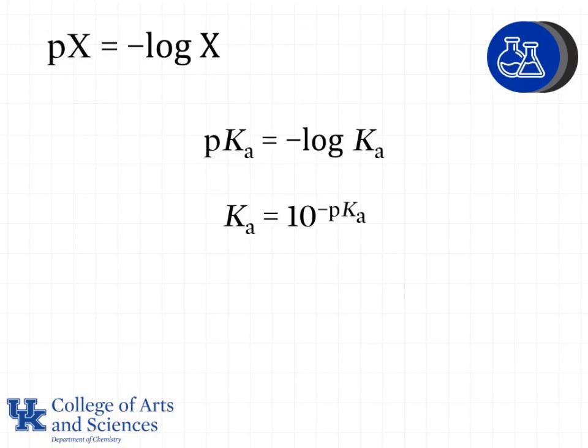Remember that p of any value is equal to the negative log of that value. If we have the Ka of an acid, which gives us something about its equilibrium constant, we can find the pKa by taking the negative log of Ka. Likewise, if we have the pKa value, 10 to the minus pKa will give us the Ka value.